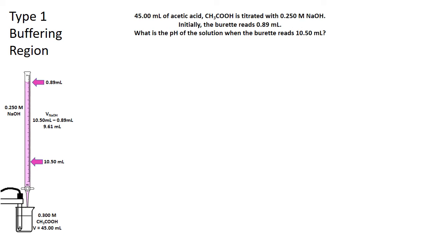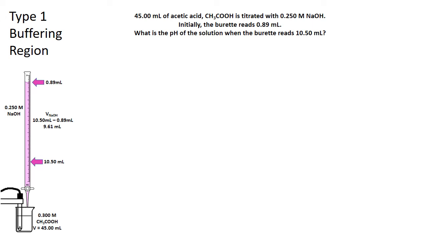Now what we're going to do is look at the very same problem that we solved previously. However, in this particular solution, we're going to abbreviate some things to show you how you can simplify your approach and cut back on the amount of writing that you have to do to solve problems like this. Now the problem is exactly the same. We've got 45 milliliters of acetic acid, the weak acid. It's titrated with sodium hydroxide, and we've got our burette measurements that tell us that we have added 9.61 milliliters of sodium hydroxide.